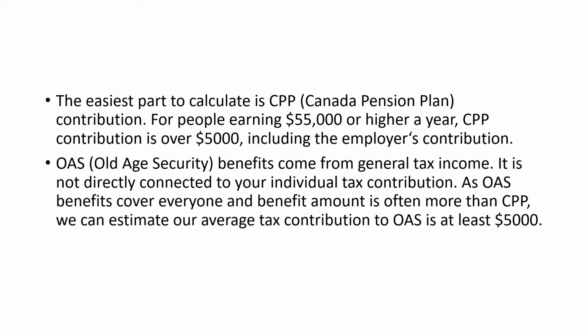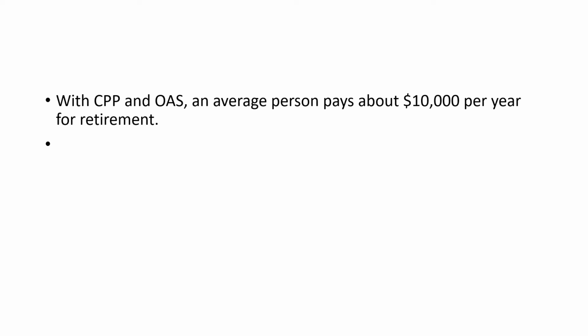Old age security benefits come from general tax revenue. It is not directly connected to your individual tax contribution. As OAS benefits cover everyone, and the benefit amount is often more than CPP, we can estimate our average tax contribution to OAS is at least $5,000 a year. With CPP and OAS, an average person pays about $10,000 per year for retirement.